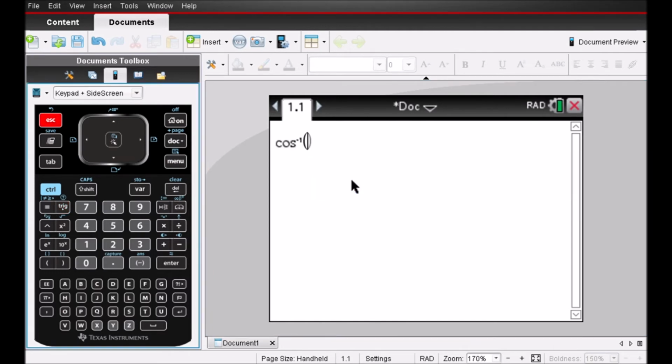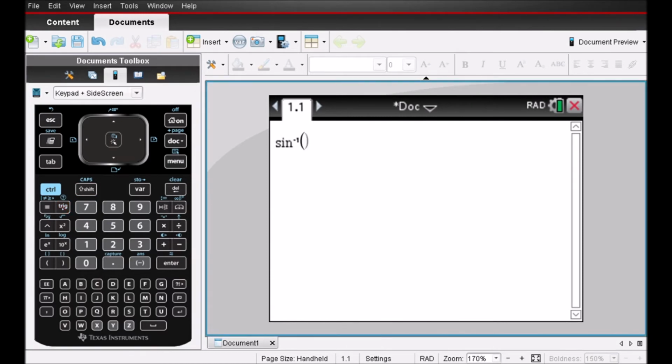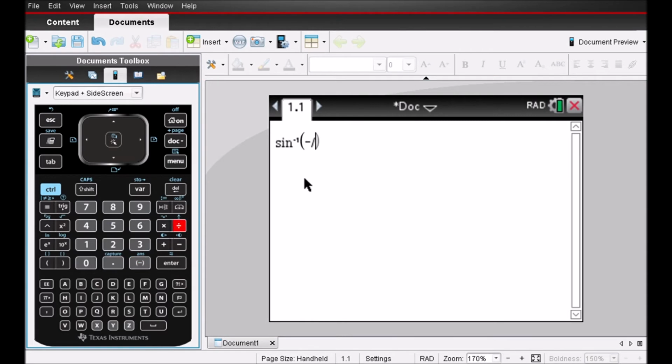Was it the inverse cosine? Aw, man. No, it's the inverse sine, my bad. So inverse sine. And we're typing in negative 2 divided by 3. So negative 2 divided by 3. And I'm going to press Control first, then Enter to give me a decimal value.